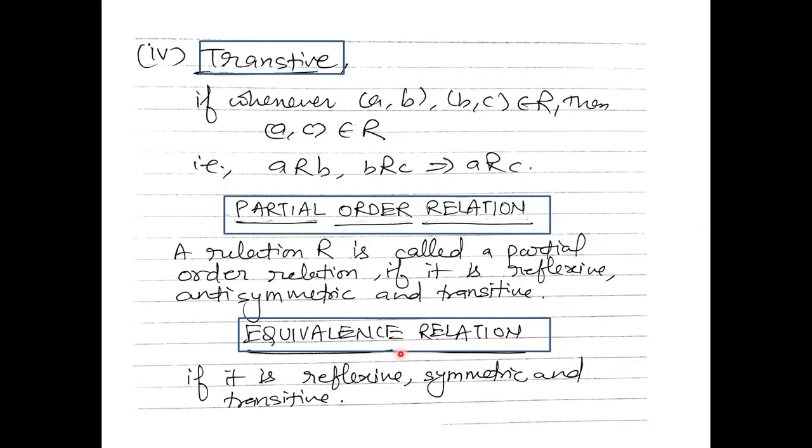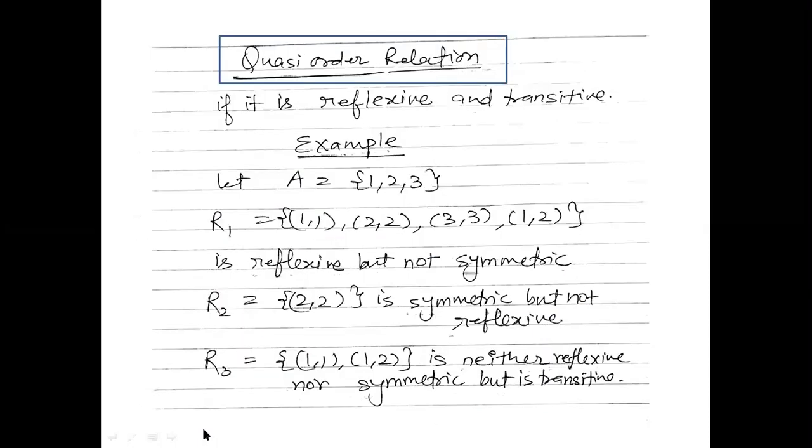Equivalence relation is a relation which is reflexive, symmetric and transitive. Here in partial order relation, we were saying that it is reflexive, antisymmetric, and transitive. But in equivalence relation, we are saying reflexive, symmetric, and transitive.